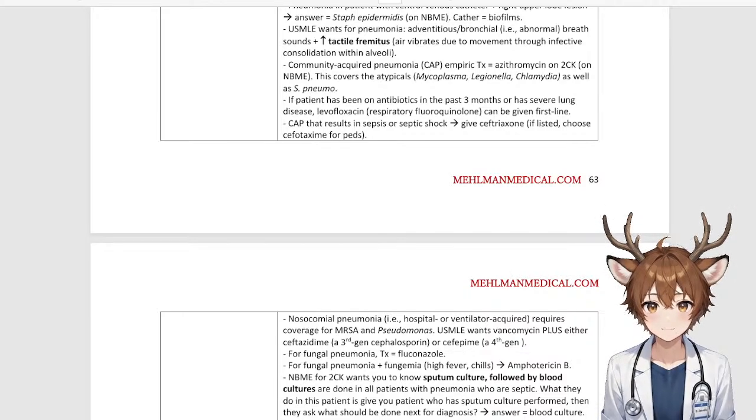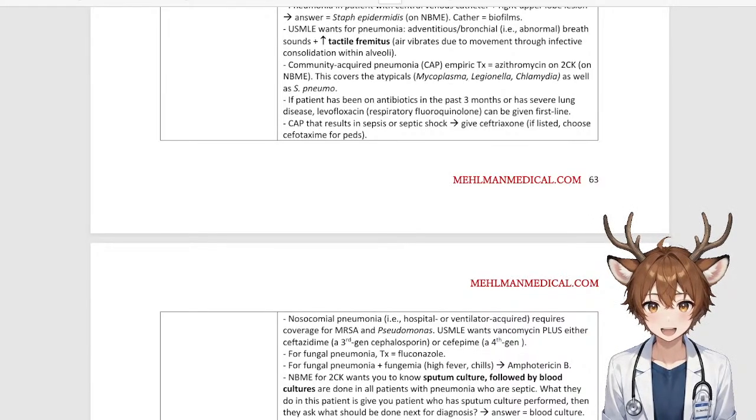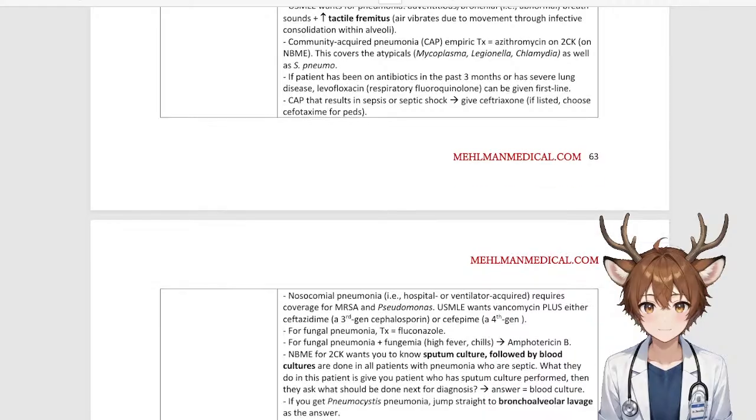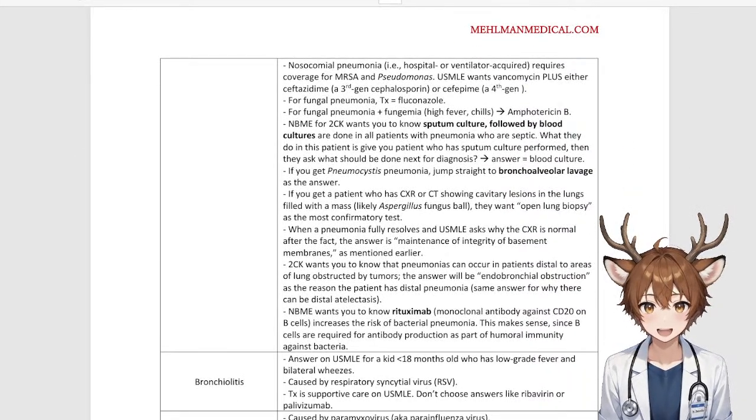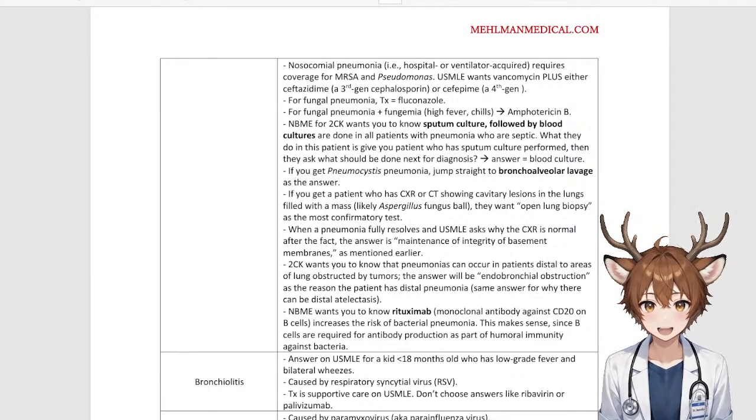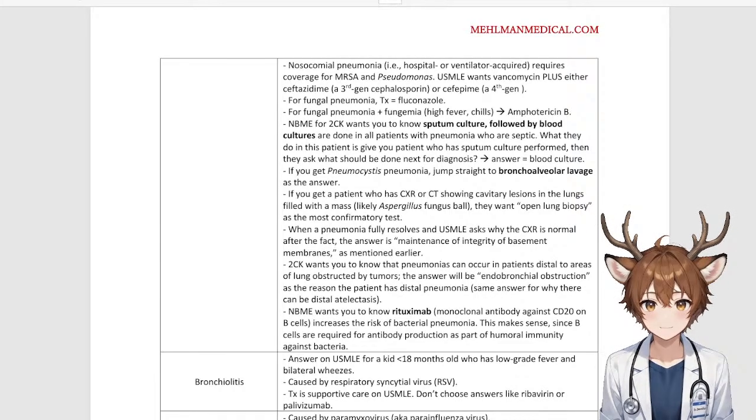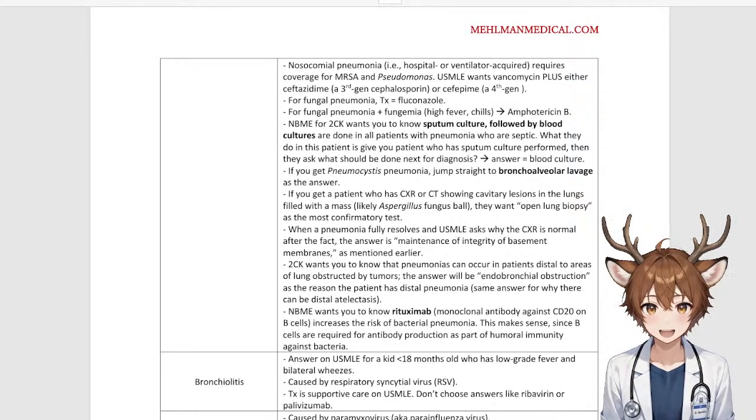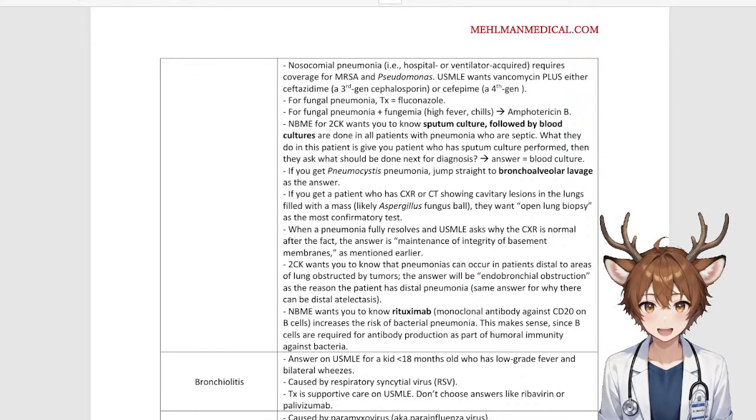CAP, community-acquired pneumonia, that results in sepsis or septic shock, gives ceftriaxone. If listed, choose cefoxitin for peds. Nosocomial pneumonia, that is to say hospital or ventilator acquired, requires coverage of MRSA and Pseudomonas. USMLE wants vancomycin plus either ceftazidime, a third-generation cephalosporin, or cefepime, which is a fourth-generation cephalosporin. For fungal pneumonia, treatment would be fluconazole. For fungal pneumonia plus a fungemia, which is high fever and chills, you will have to use amphotericin B.